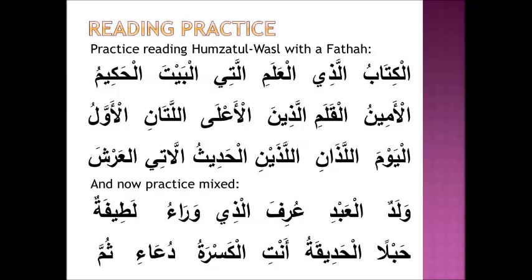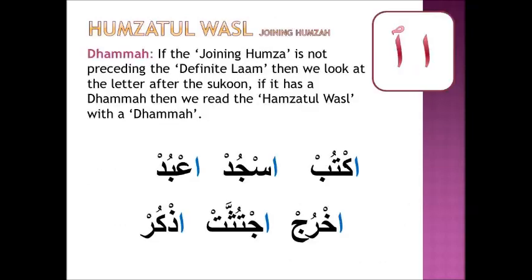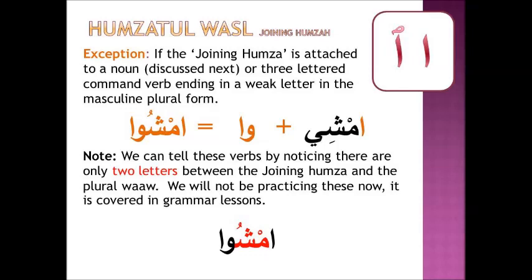If the joining Humzah is not preceding the definite Laam, then we look at the letter after the Sukoon. If it has a Dhammah, then we read the Humzatul Wasl with a Dhammah, as in uktub, usjud, u'abud, ukhruj, ujtuthat, udhkur. However, to the last rule, with joining with a Dhammah, there is one exception.